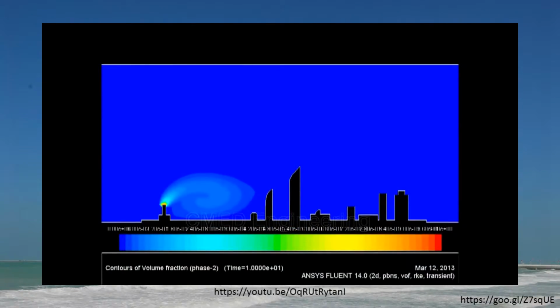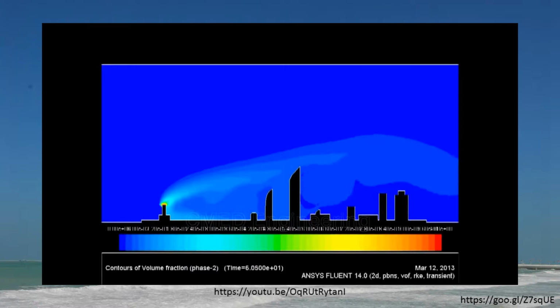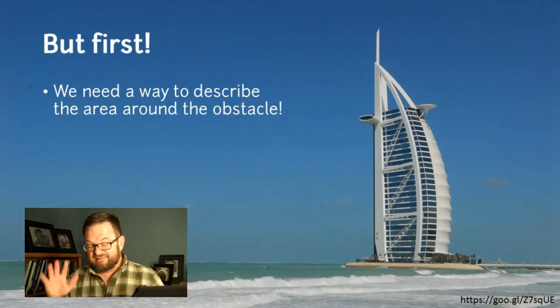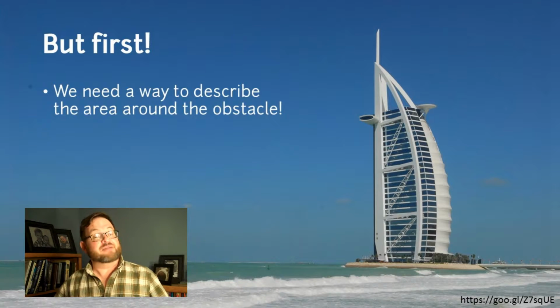We really want to know what we would expect if we built something there and left it there for 30 years, right? What is the mean wind? How is this thing going to affect the mean wind? Turns out in order to do this, we need to have a way of describing the area around the obstacle. We need a coordinate system around our obstacle. And this turns out to be best done using a technique that atmospheric science people use all the time called scaling.